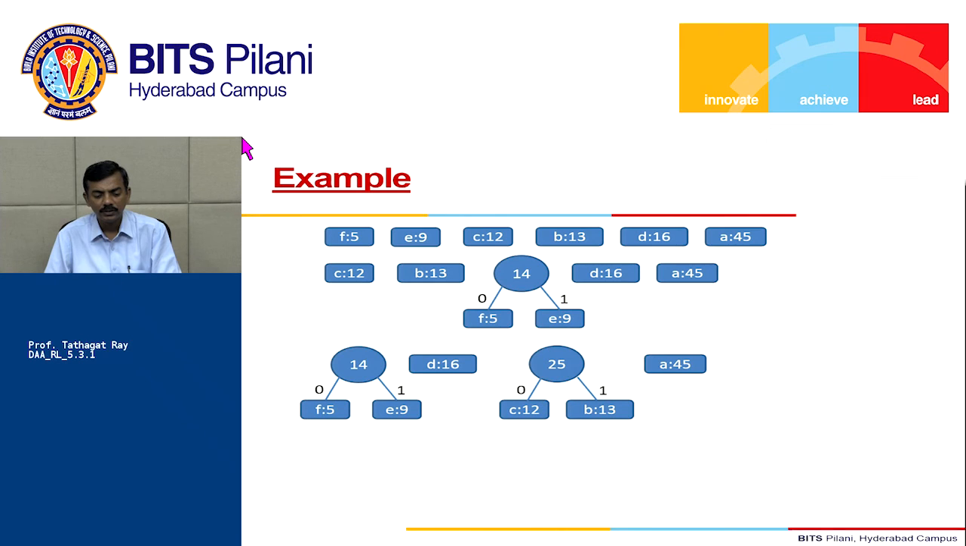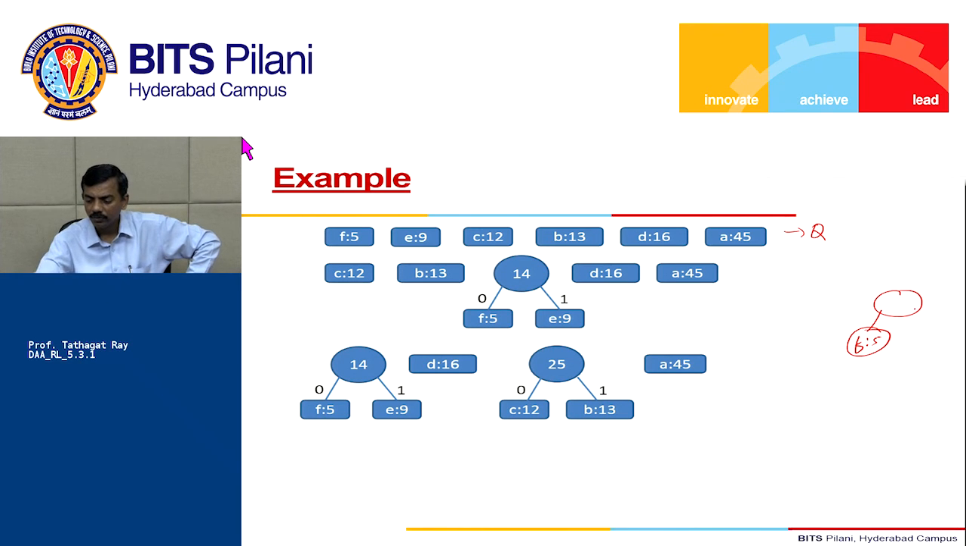Okay, then what you do? You first frame a node Z, and you say, out of this queue, which is my current queue, extract the minimum. So the minimum is F, make it the left child.